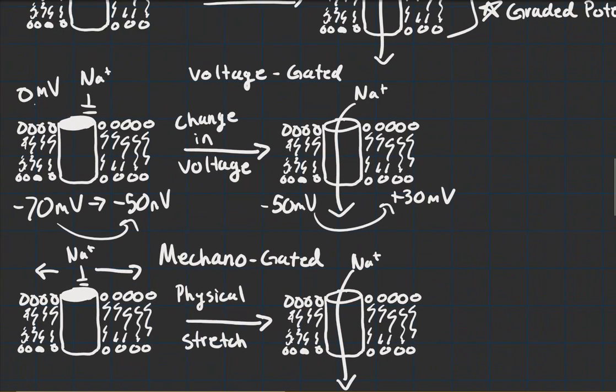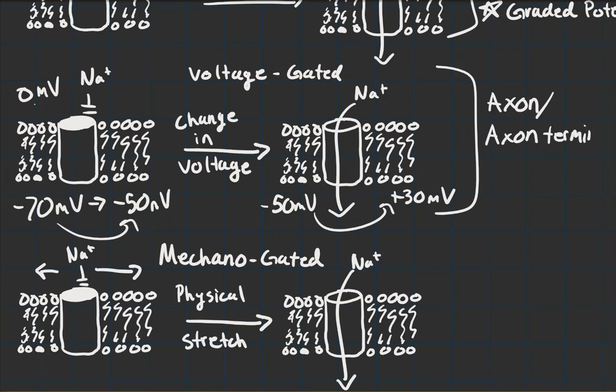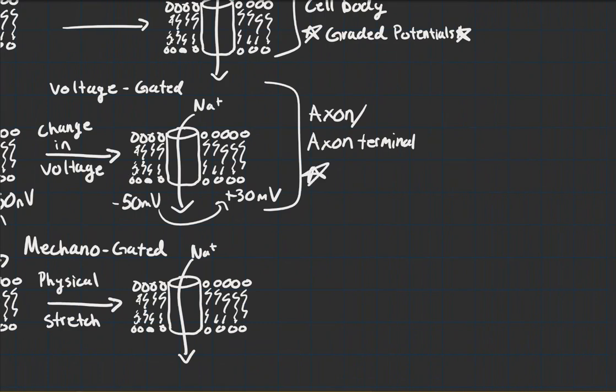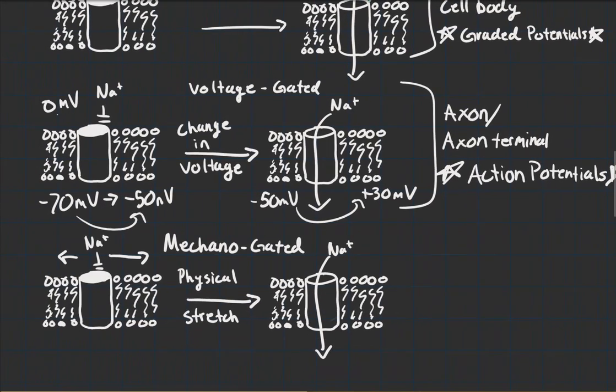All right, so the voltage-gated channel, this is mainly found in the axon and also the axon terminal. So the axon and axon terminal is mainly responsible for action potentials. So these voltage-gated channels are super important for action potentials.